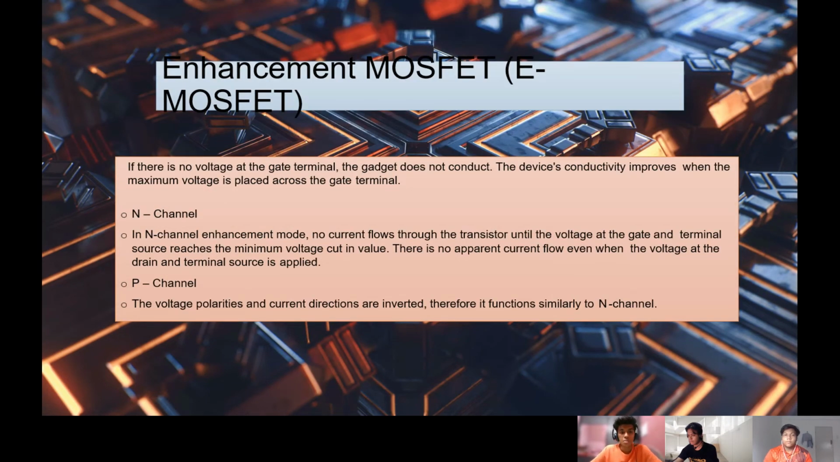Next, enhancement MOSFET, also known as E-MOSFET. If there is no voltage at the gate terminal, the device does not conduct. The device conductivity improves when the maximum voltage is placed across the gate terminal. N-channel: in N-channel enhancement mode, no current flows through the transistor until the voltage at the gate and source terminal reaches the minimum cut-in voltage value. There is no apparent current flow even when the voltage at the drain and source terminal is applied. P-channel: the voltage polarity and current direction are inverted, therefore it functions similarly to N-channel.